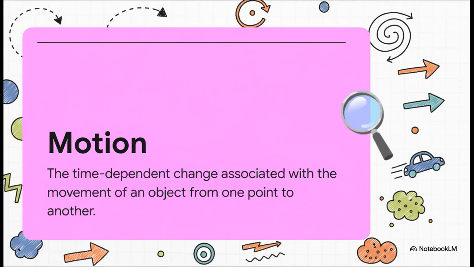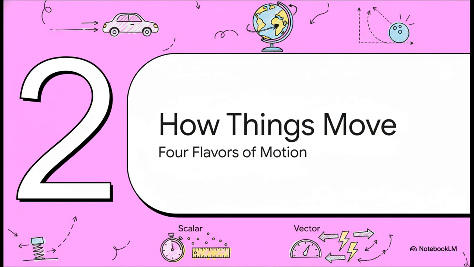What even is motion? Well, the official definition is a change in an object's position over time. Sounds simple, right? But trust me, this one idea is the bedrock for everything else we're going to talk about. But motion is a pretty broad term. To be more useful, we've got to get specific. So let's look at what I like to call the 4 flavors of motion. Each one describes a totally different way something can move.